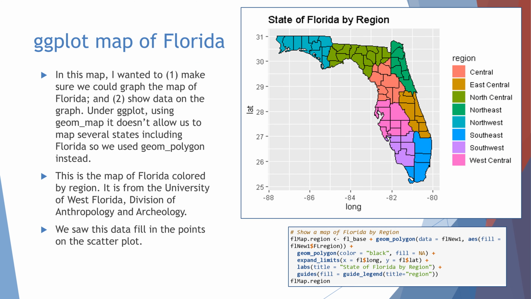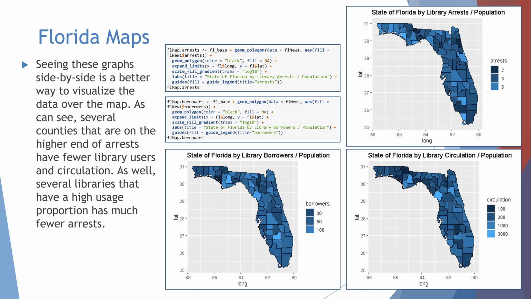And now here are the ggplot maps, which were really the basis of my project. As you can see, this one's just the region, so it won't tell us that much. So these maps are the ones that are very interesting, and with them we could see the different counties and how they relate to each one of the variables.